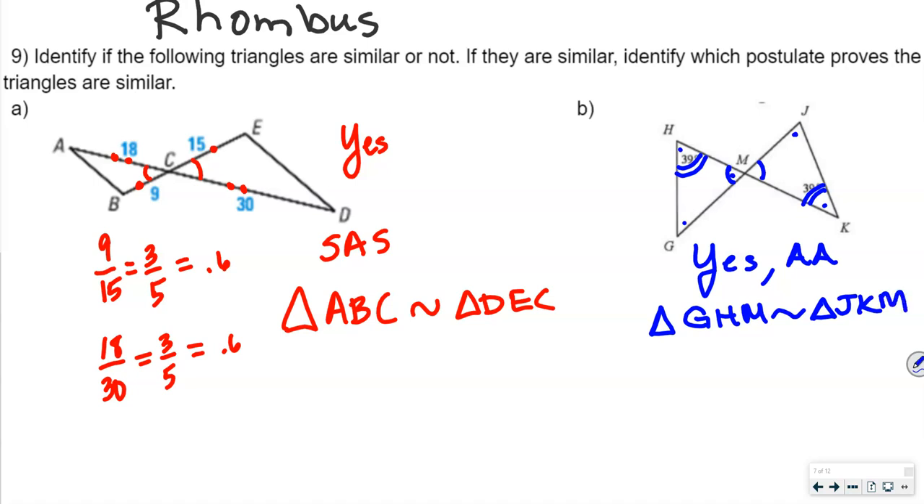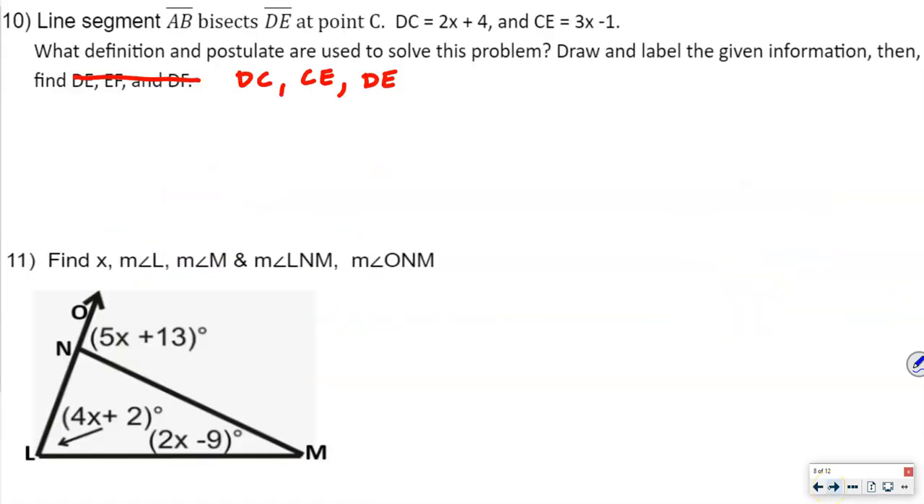So remember, you got to go from congruent things or our dots. We got to use either one of those, whichever occurs, okay? So this one says line segment AB bisects DE at point C. And then it gives us the length of DC and CE with equations. This is what definition and postulate are used to solve this problem. John labeled the given information, then find, and we changed those because they were wrong.